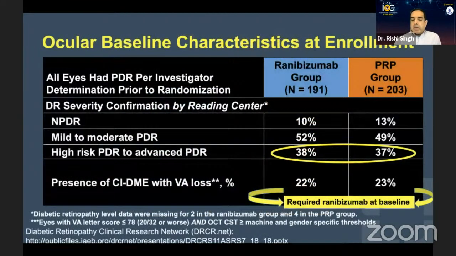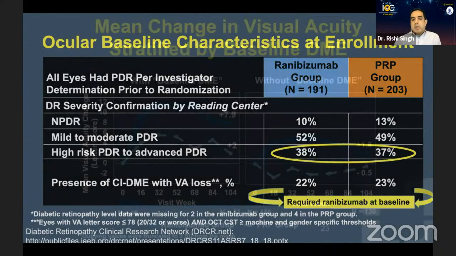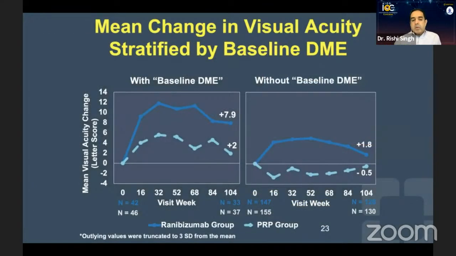But look at the bottom here for just a moment. And just remember, again, this is not a head-to-head study of laser versus anti-VEGF. 22 patients actually had DME at baseline. And so they required anti-VEGF. So really the PRP group, a lot of them were getting anti-VEGF. And the ranibizumab group, obviously, was getting the anti-VEGF for DME alongside the treatment of proliferative disease.